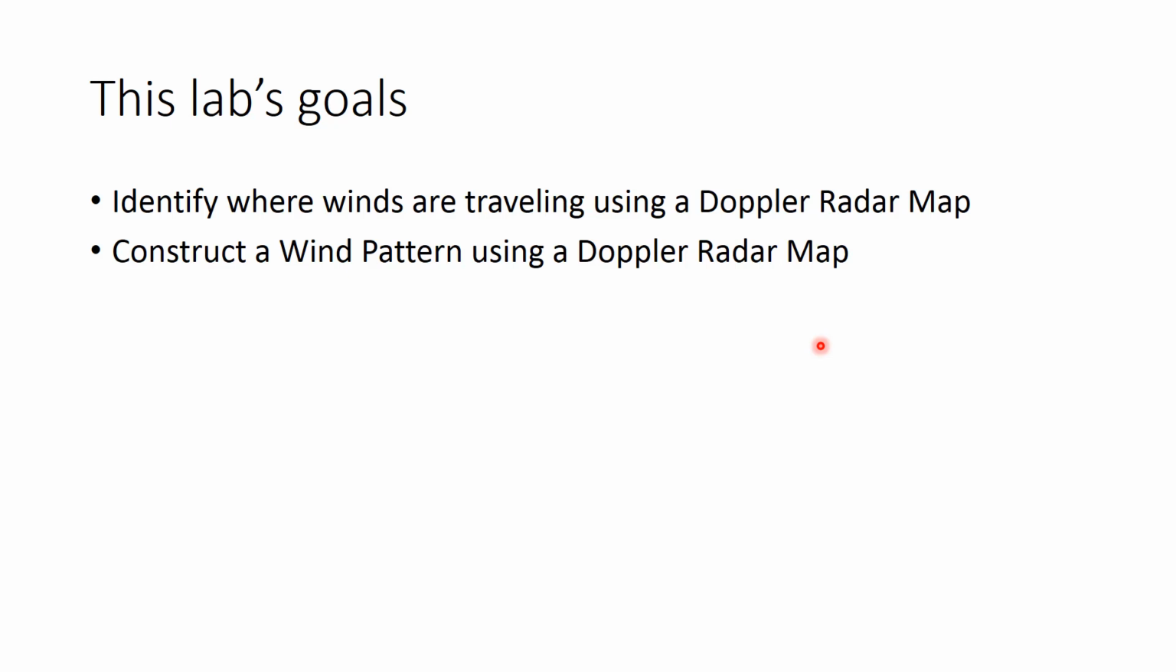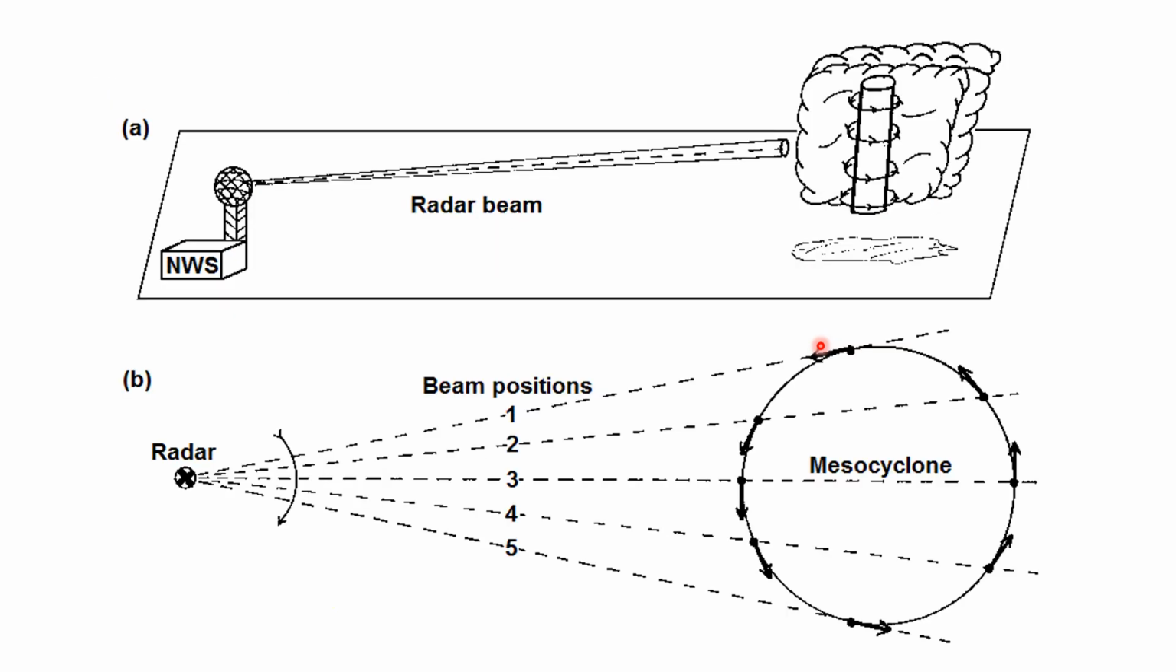So this lab's goals are first to identify where winds are traveling using a Doppler radar, and then construct a wind pattern using a Doppler radar map. So here's how it works. I'm going to have to switch here to some colors. The way that it works is just like with precipitation, the radar sends out a pulse. That pulse then bounces off of raindrops and sends a return. And based on what direction the wind is blowing, that slightly changes the nature of the return. And so looking at how the return has changed can actually tell us where that raindrop is blowing and can actually give us a good indication of the wind.